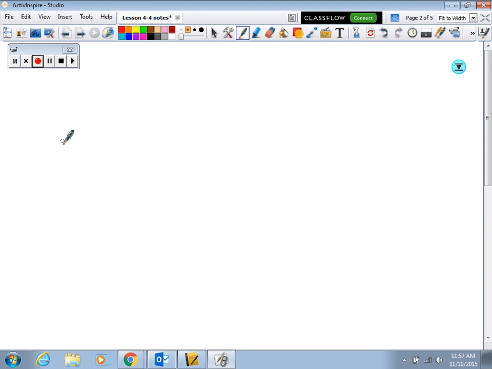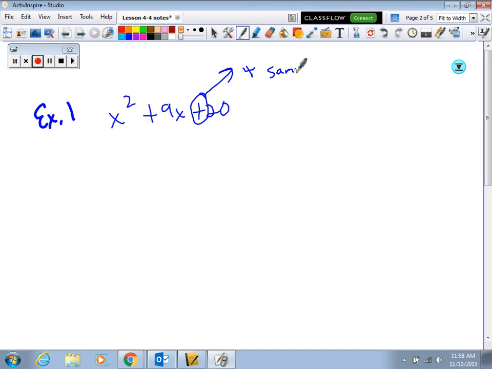Our first example is going to be example 1. We're going to work with x squared plus 9x plus 20. The first thing you want to do, and this is how I was taught when I learned to do it, is pay attention to that sign right there. If it's a plus, the signs are the same.